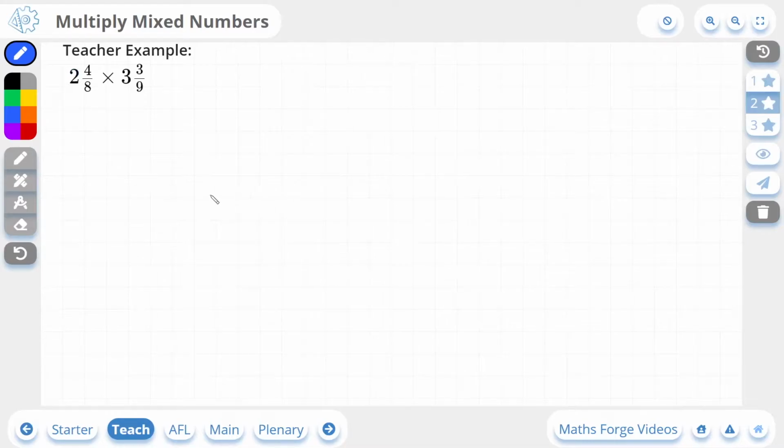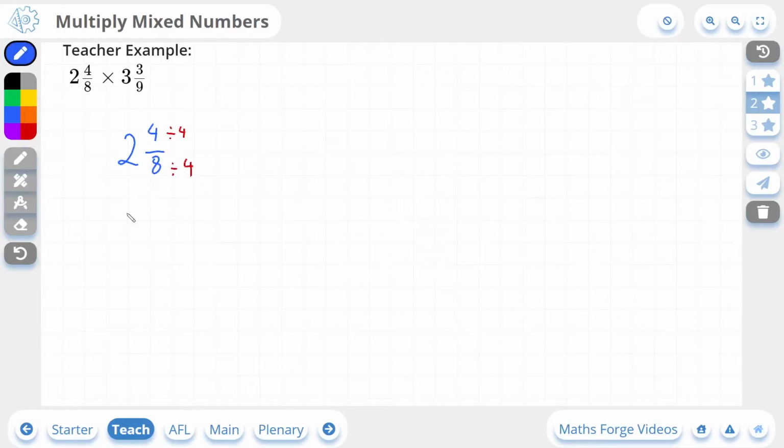Now let's do a 2-star example. Here we're being asked to multiply 2 and 4/8 by 3 and 3/9. So the first thing you're going to want to do is to simplify the fraction in each mixed number. So we have 4 over 8. I'm just going to write it out here. 2 and 4/8. We can divide the numerator by 4 and the denominator by 4 to simplify it.